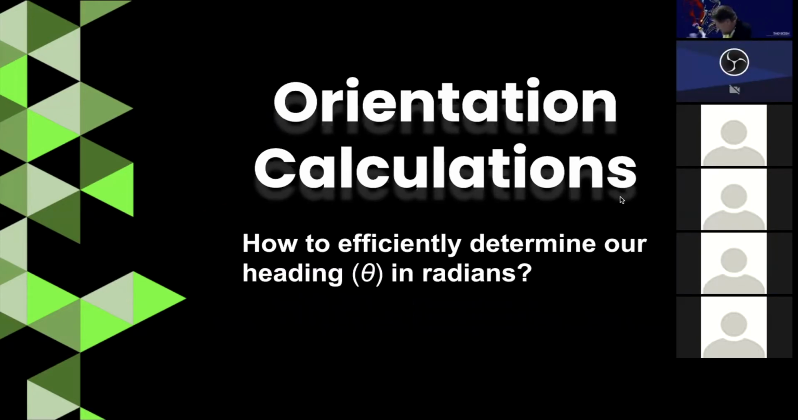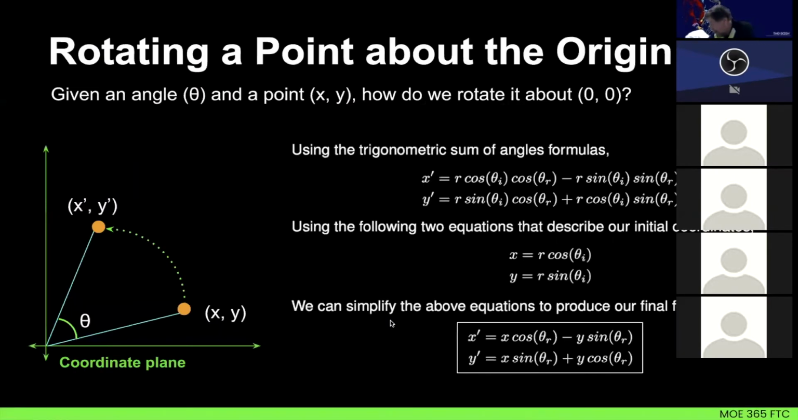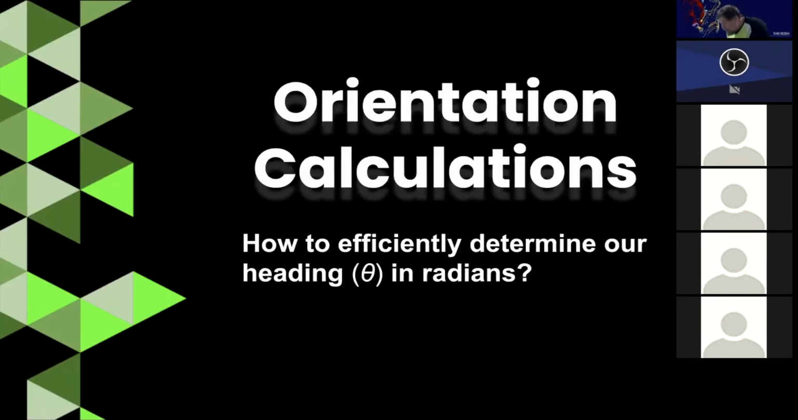So now that we have these formulas that we've described, rotating a point about the origin, radians, and arc length, now we're going to get into orientation calculations. In other words, how to efficiently determine our heading theta in radians, which means the angle our robot is at relative to the rest of the field.